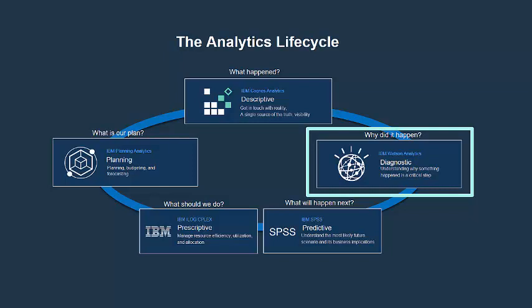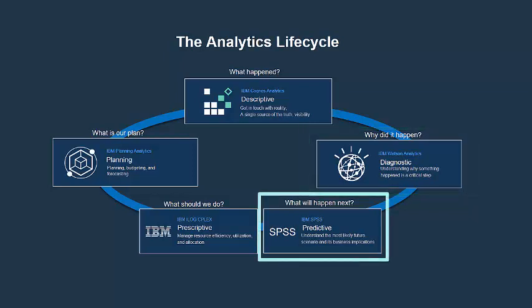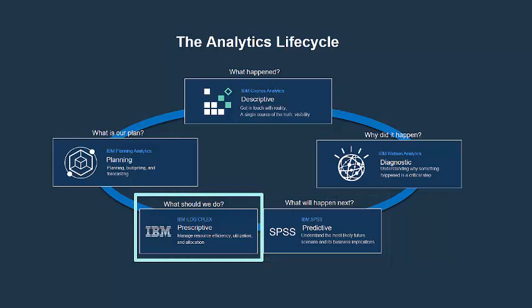And so now that you know what happened and why it happened, the next logical step is understanding more about what will happen next, and use our predictive analytics solutions like SPSS and Data Science Experience to further tune your models. And then you move into more prescriptive analytics, because now that you know what is going to happen next, you'd really like to know what you should do about it, or what's the best or the most optimal decision. And this is where you'd leverage cognitive decision optimization and machine learning tools like CPLEX.